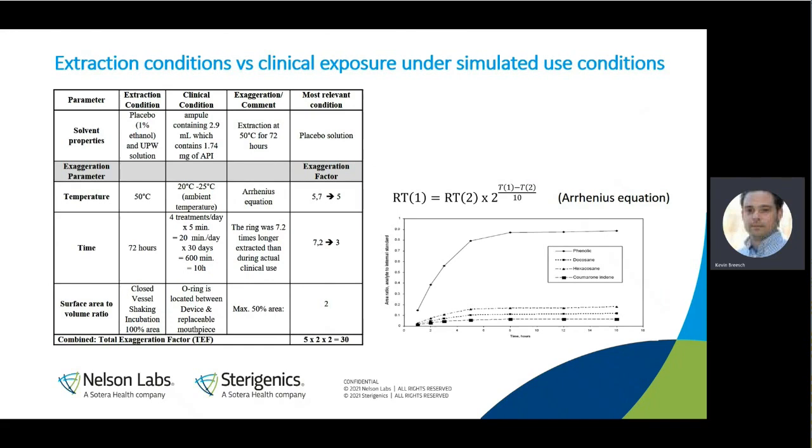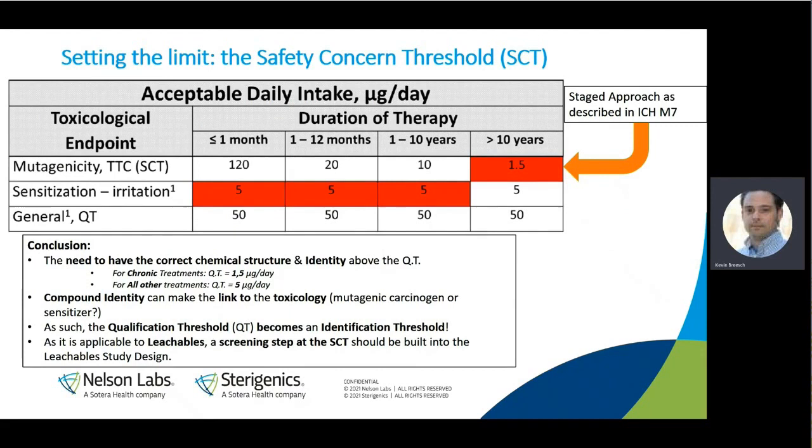Then, setting the limit. From which level on we need to report and identify and assess these extractables. Same concepts are valid for extractables as for leachables. The safest threshold is 1.5 micrograms per day. Any given compound at 1.5 micrograms a day, being exposed as a patient every day in your life, does not pose any significant risk. Where does it come from?